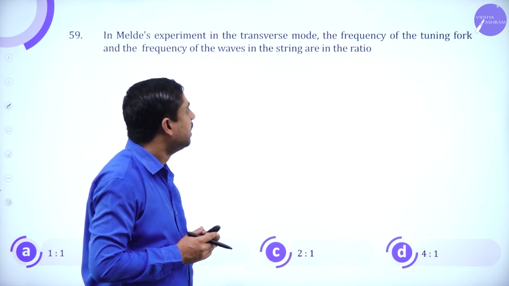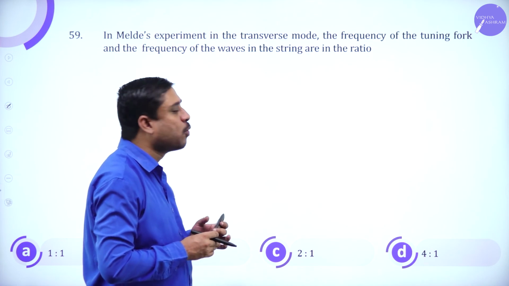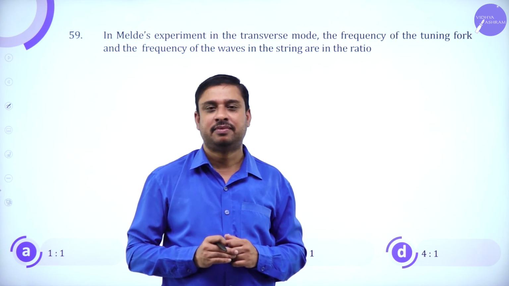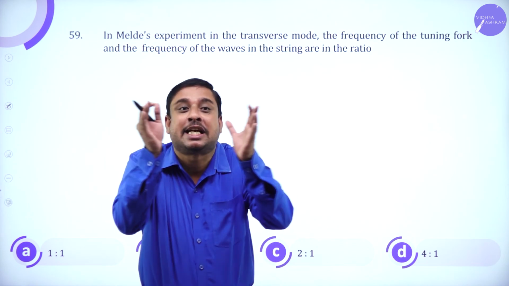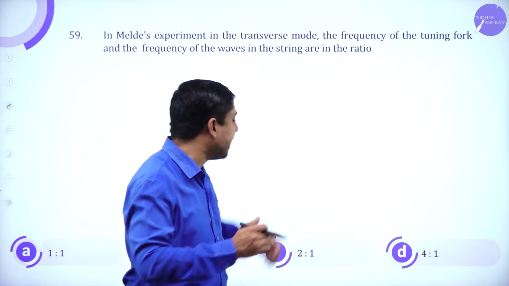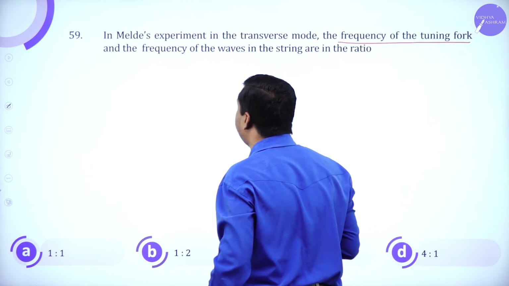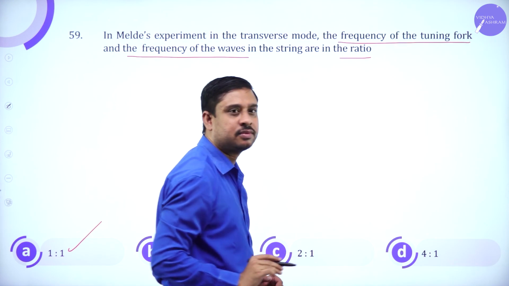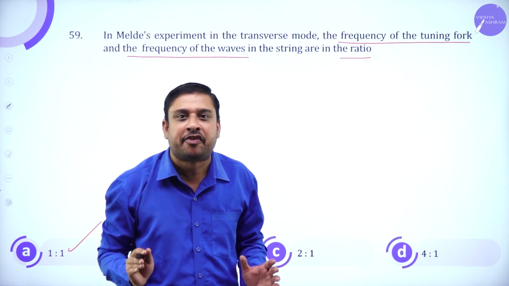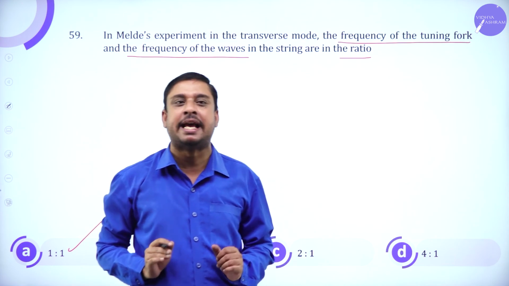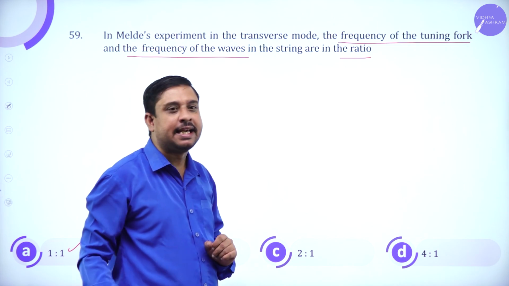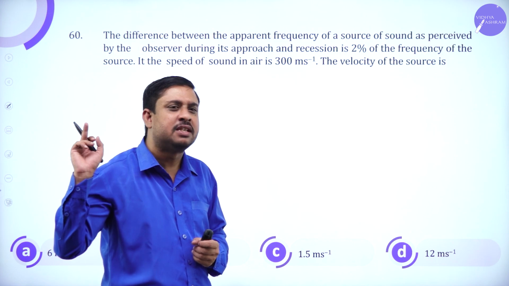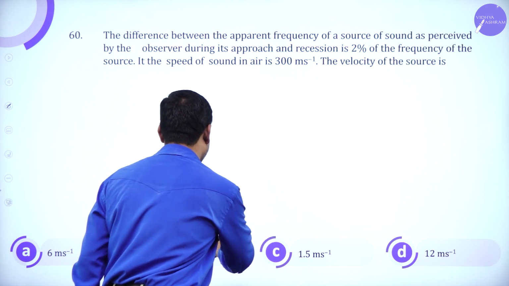In Melde's experiment, the frequency of the tuning fork and frequency of the waves. Here in Melde's experiment, resonance is achieved. Resonance means two frequencies which match each other. Clearly, the frequency of the tuning fork and the frequency of the strings are in the ratio 1:1. Why? Resonance is achieved, the frequency of the tuning fork and vibrating string becomes the same. Therefore, it is 1:1. And this is based on Doppler effect. Same question, previous session I have worked out as the third question, 3 meters per second.